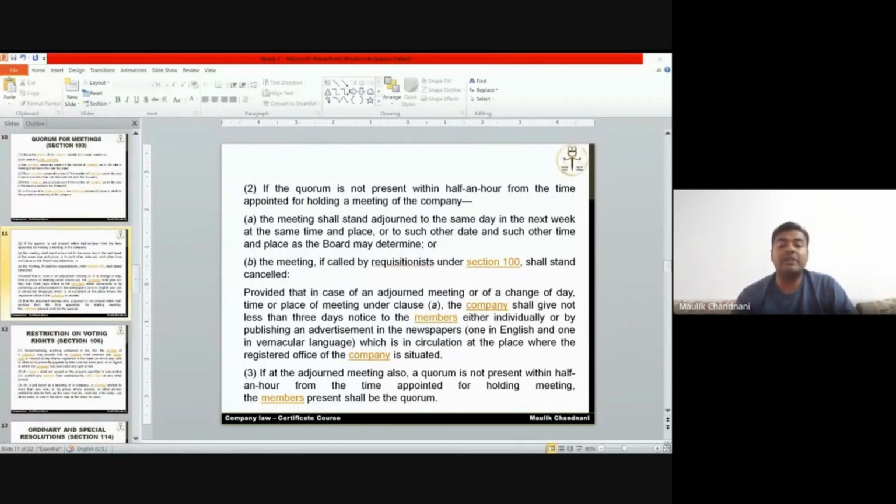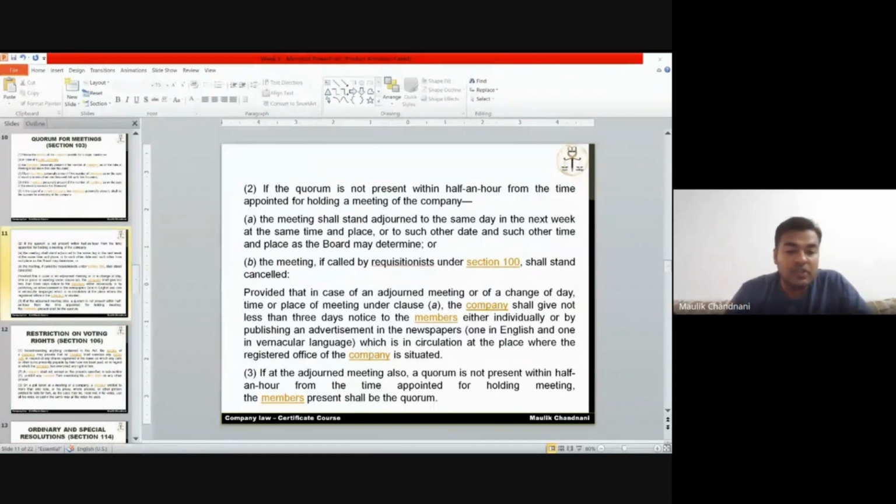Now, in the adjourned meeting also, if the quorum is not present, then the meeting will not be further adjourned. The members present there, be it one member, be it two members, no matter what, shall be deemed to be the quorum, and the meeting will be conducted. We are not going to postpone and adjourn the meeting due to lack of quorum. We will only adjourn the meeting due to lack of quorum only once. And that too the meeting which was called by the board. If the meeting was called by the requisitionists and the quorum was not there, in the first meeting itself, the meeting will be cancelled.